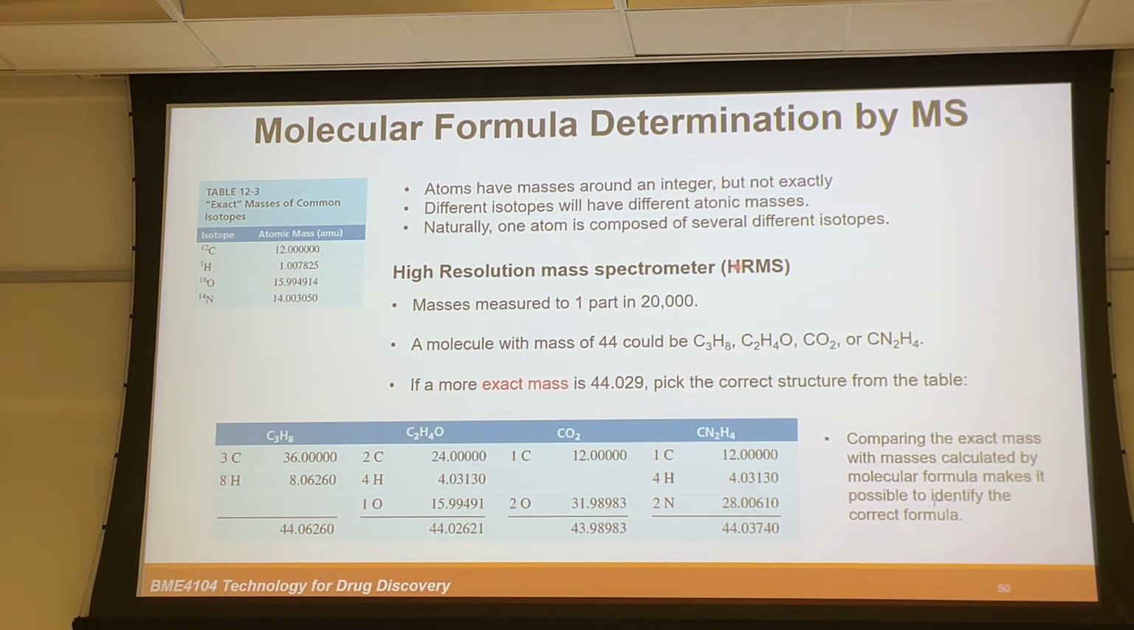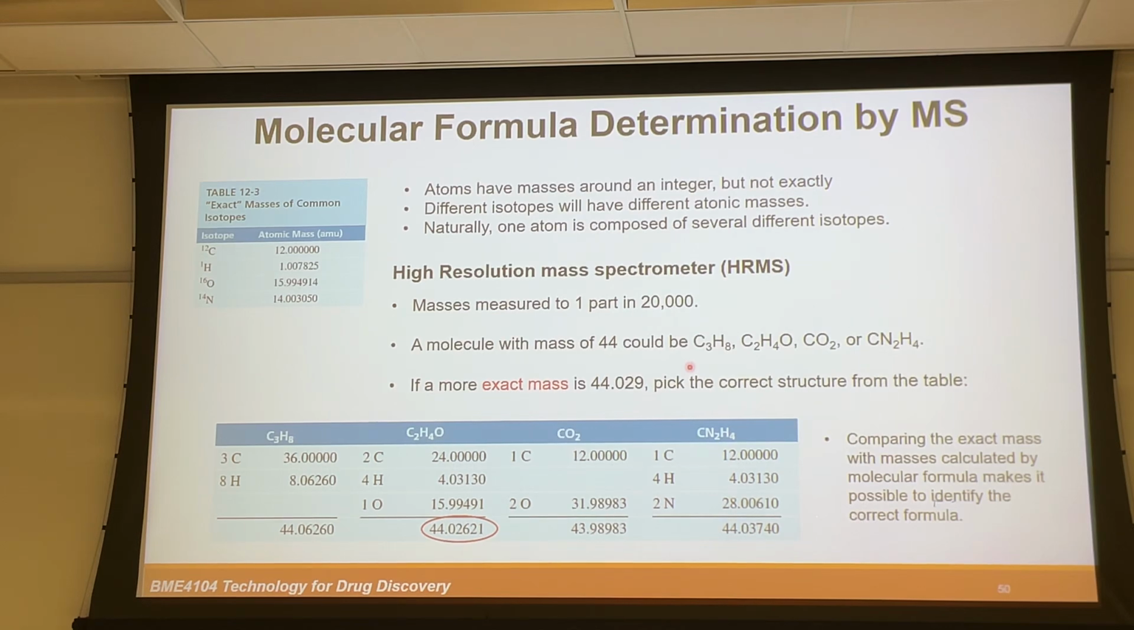So you can see, using this high-res mass spec, we can measure the molecular mass down to many digits. For example, we measure it at 44.029. Then, based on this table, can you pick out which one it should be? You should pick the one that is closest to this number, which is this one. Because we have high resolution, these are actually quite different. This one is the closest to the exact mass we measured, so we know it has to be this molecule instead of the others.